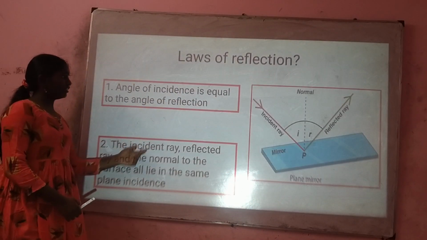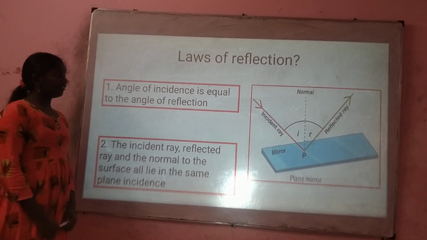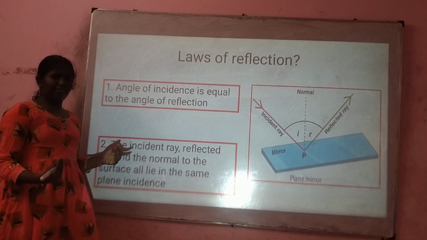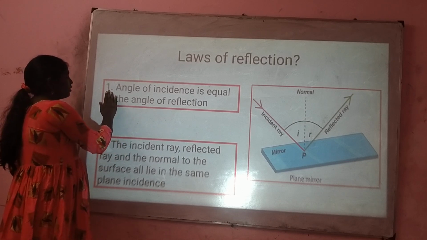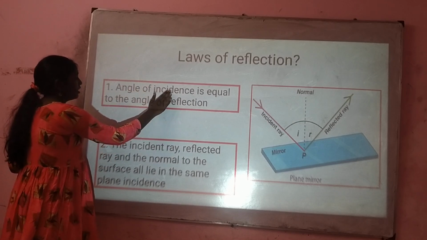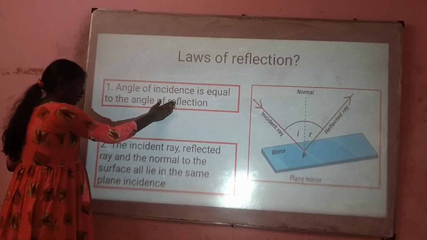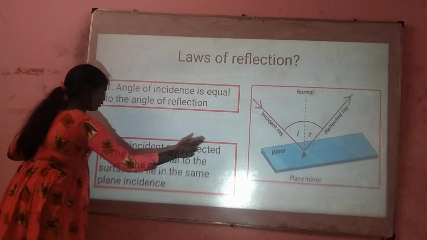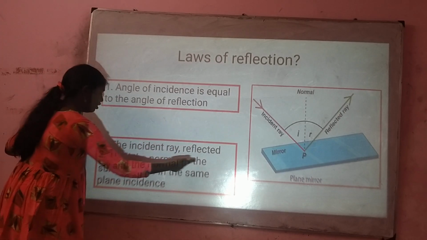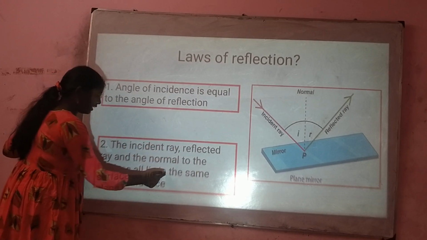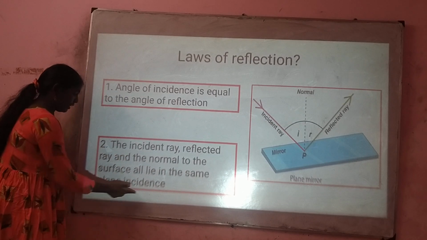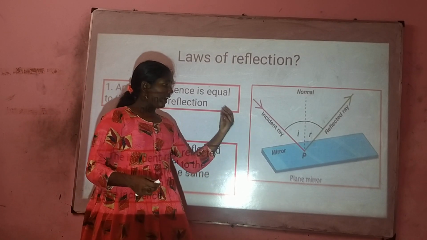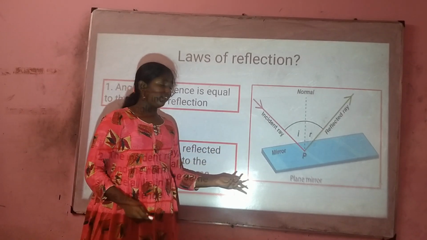Laws of reflection. What do we know about the laws of reflection? There are two laws of reflection. The first law is that the angle of incidence is equal to the angle of reflection. The second law is that the incident ray, reflected ray, and the normal to the surface all lie in the same plane of incidence. So what is the incident ray, the angle of incidence, the angle of reflection, the normal?